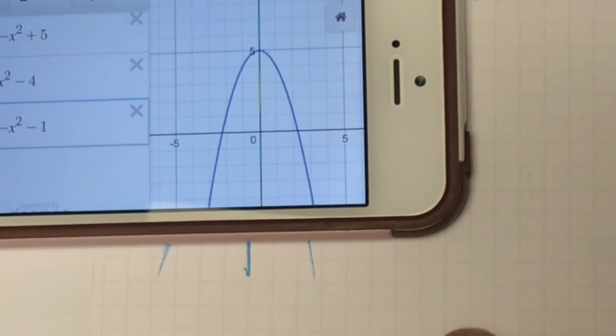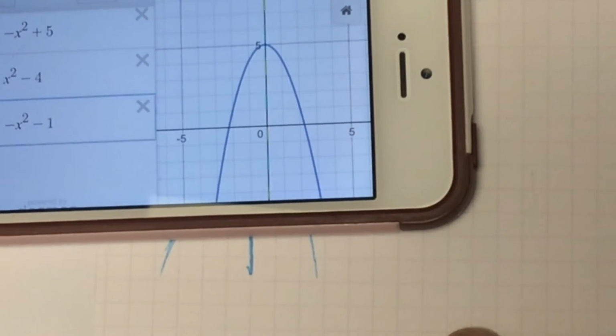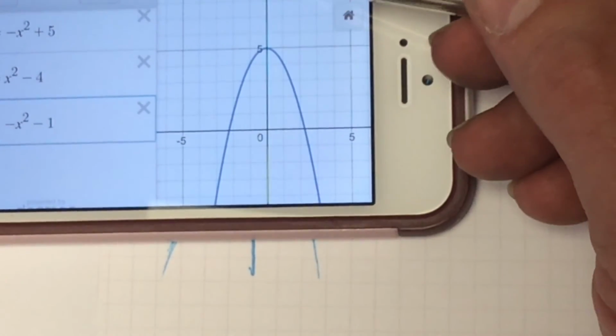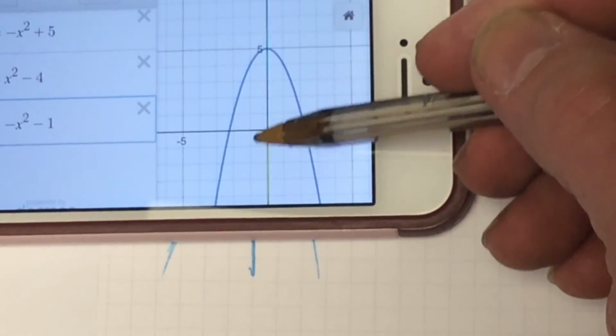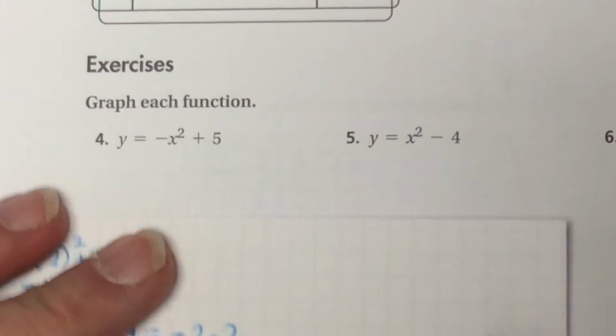What's the axis of symmetry here? Axis of symmetry, you've got to give an equation. X is equal to 0, yes. Okay, so this would be x is equal to 0. That's what this line is. That's the axis of symmetry. Let's look at this one.